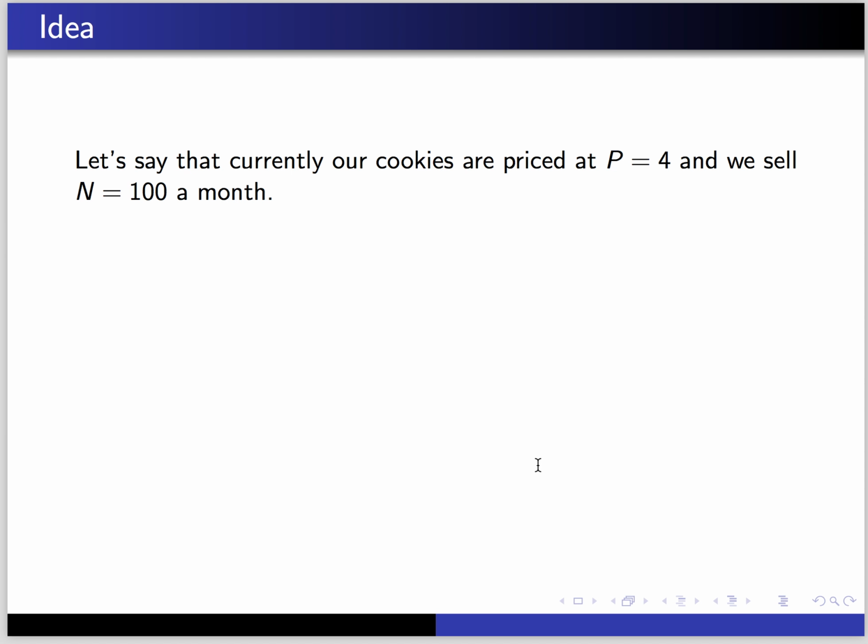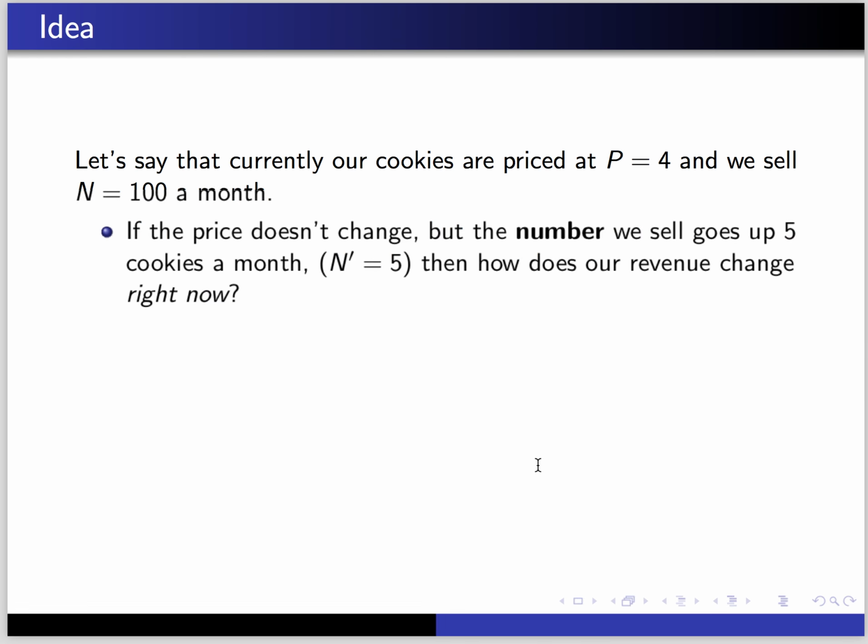So let's do a simple example first. So let's say we've got a business. Currently, we sell cookies for $4 each, and we sell 100 a month. Okay, that means we make $400. And now let's imagine something changes. We're going to keep the price the same, but we get more customers in, right? So now we're going to sell 5 more cookies a month, right? So that number is now changing. It's increasing by 5. If we were to graph how the number sold is changing, it would be going up at a rate of 5 per month, so that's slope 5.